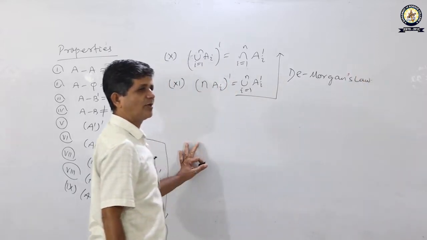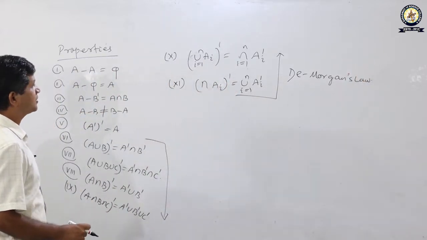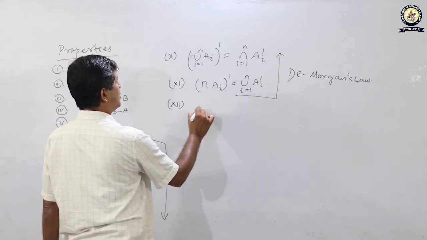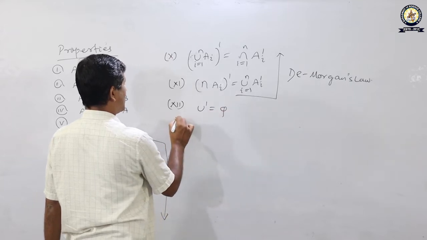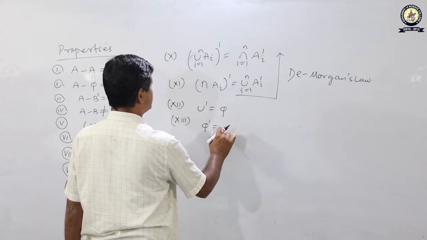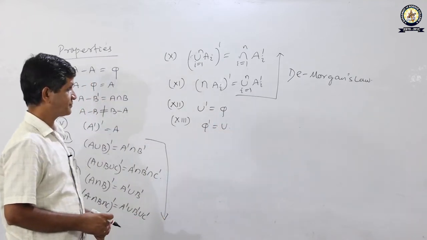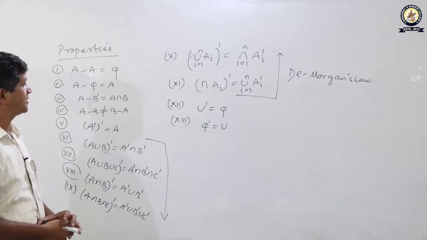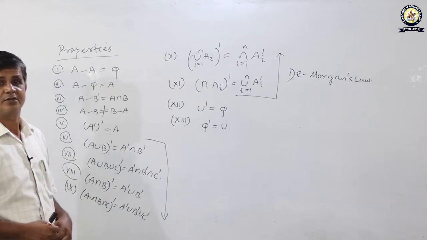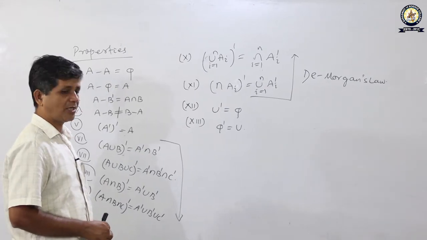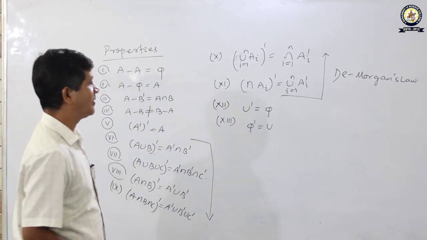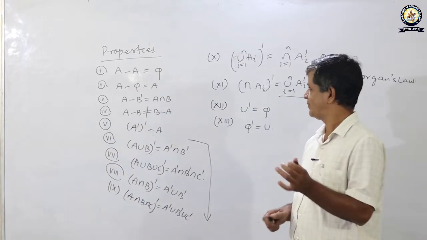We will also discuss it one by one, so just wait for the next part. Next part is, what about U dash? It is phi. What about phi dash? It is U. Right. These are all the properties of complement of a set. We will prove it one by one.